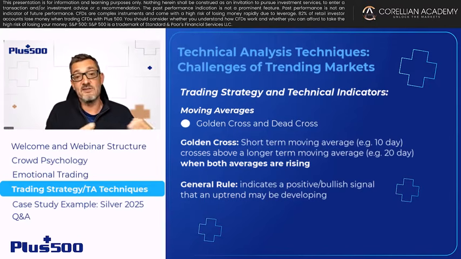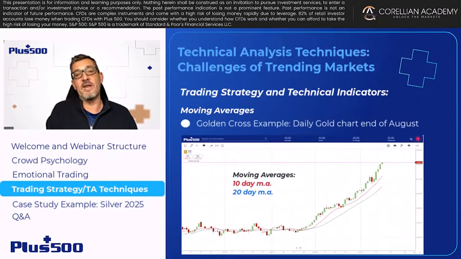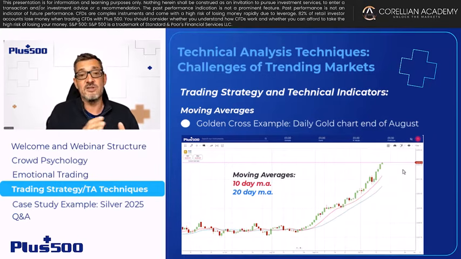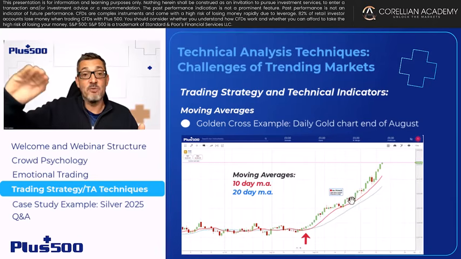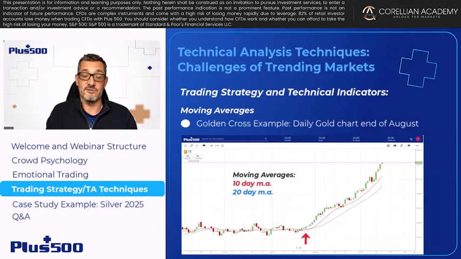This is typically seen as a positive signal, indicating that an uptrend may be developing. And this can be seen on the daily chart of gold that is on screen for you now. If I add a 10 and 20-day moving average to the chart, you can see a bullish signal for gold emerges when the shorter 10-day average crosses above the longer-term 20-day average at the end of August, and prices move higher after this period following that cross.